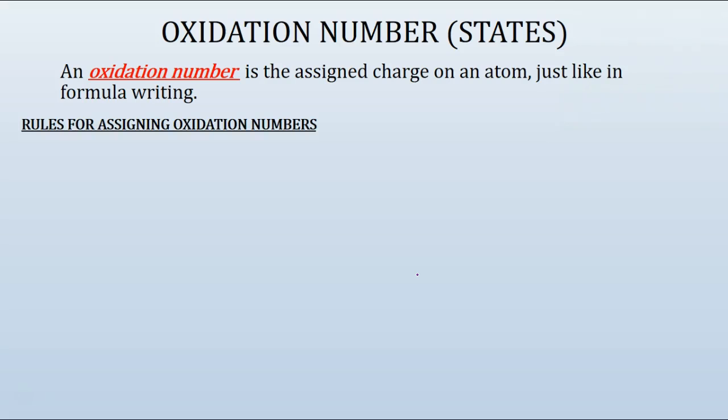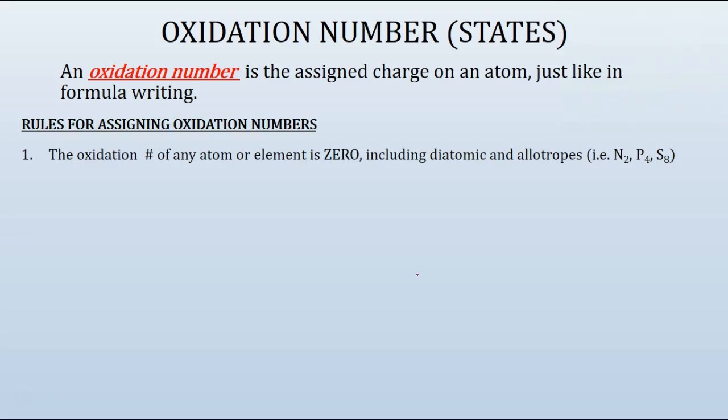So rules for assigning oxidation numbers. The oxidation number of any atom or element is 0. So if it's a neutral atom, not an ion, it has a 0 oxidation number, and that includes all diatomics and allotropes. So like N2, P4, S8. P4 and S8 are allotropes of phosphorus and sulfur, just ways that they can come in crystalline form. N2 is a diatomic molecule, just like all the other Brinkelhoffs.